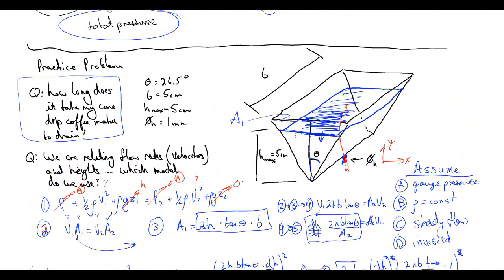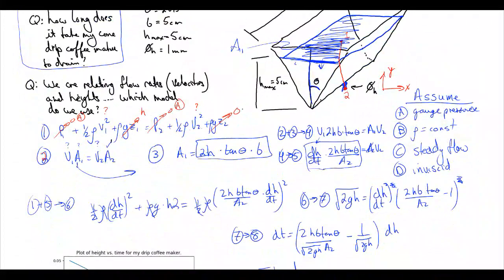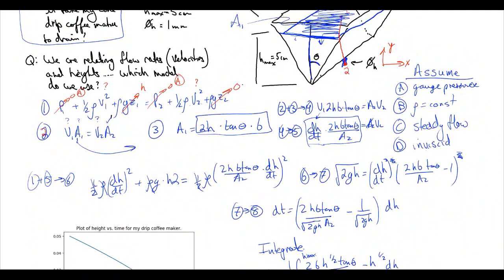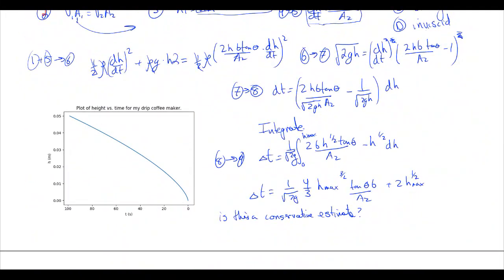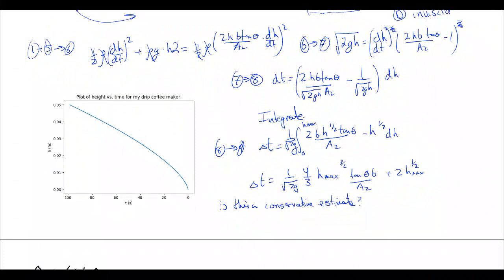And we've simplified it to a trough, a triangular cross-section trough that drains out through a hole at the bottom. So, remember, a conservative estimate is an estimate that if it's wrong, we're happy, right?